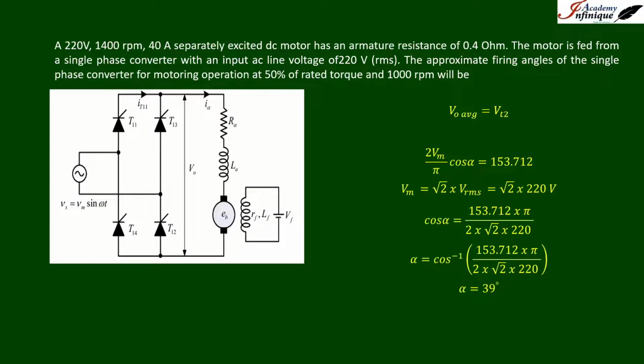I am just summarizing the process. First, it is required to calculate the load requirement. Then it is required to calculate the output voltage of the converter by taking the firing angle as a variable, and then we need to equate those two things to evaluate the value of the firing angle.